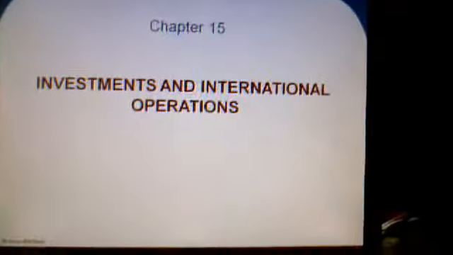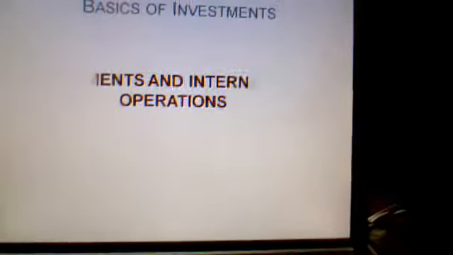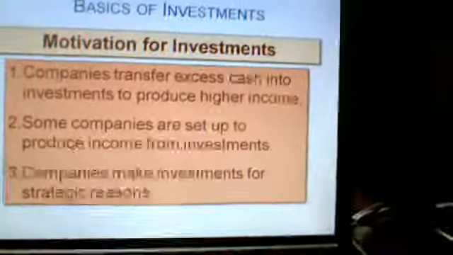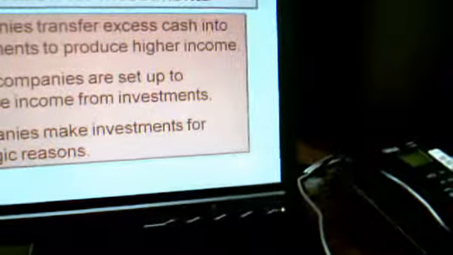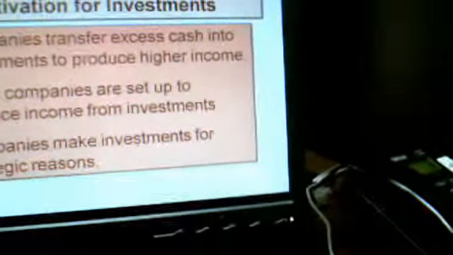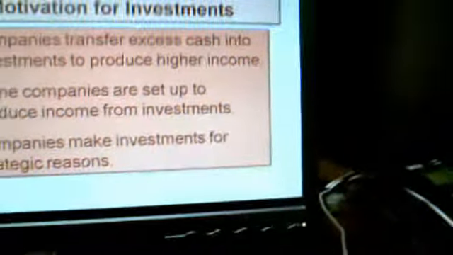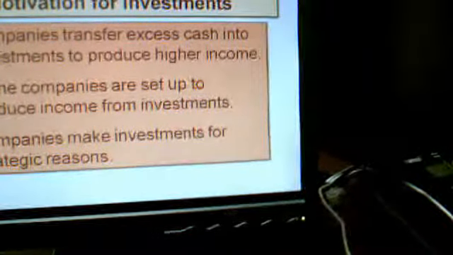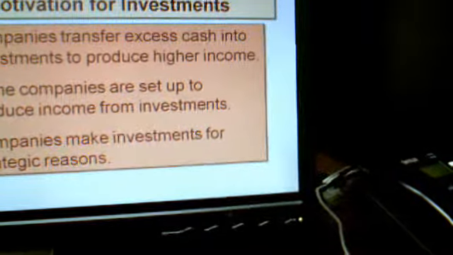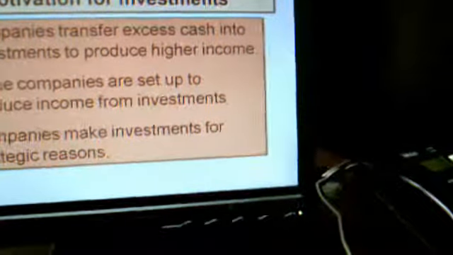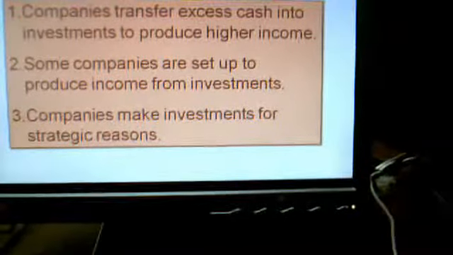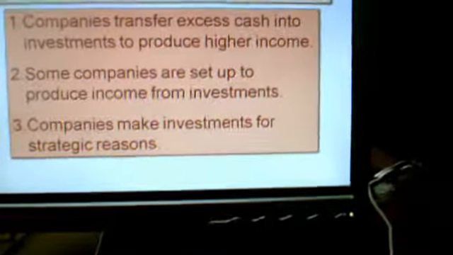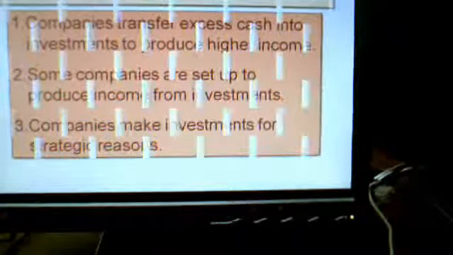So let me start by saying this is chapter 15, Investments in International Operations. The big thing to know with this chapter is there's different rules of accounting for different types of investments. There's different motivation for investments. Obviously, trying to produce high income for the company, and so they make these investments for various different reasons. Part of which could be because they have excess cash right now, and they want to make some income on that cash, and so they'll make investments.